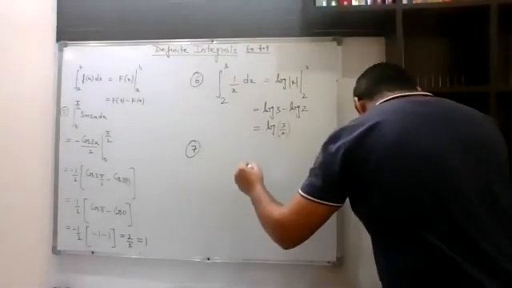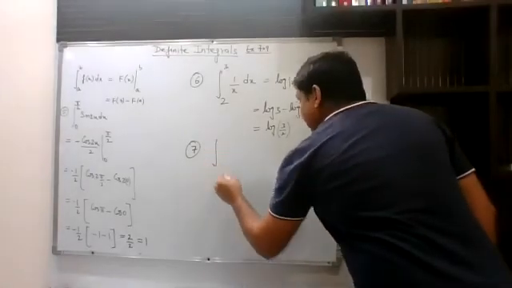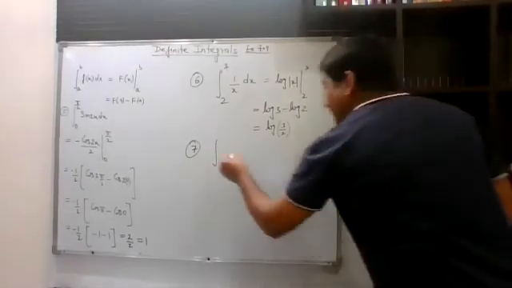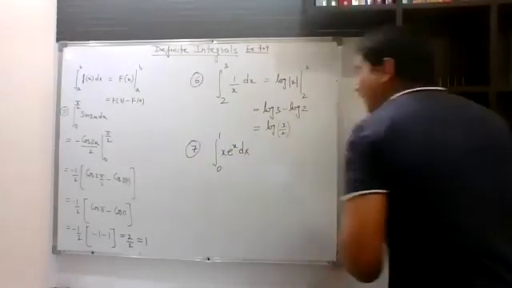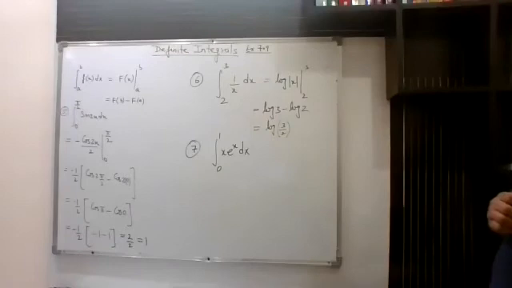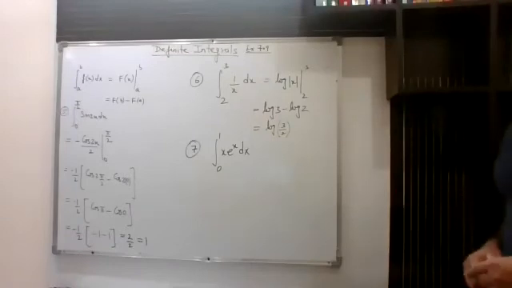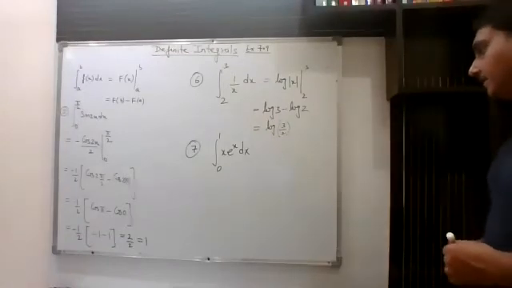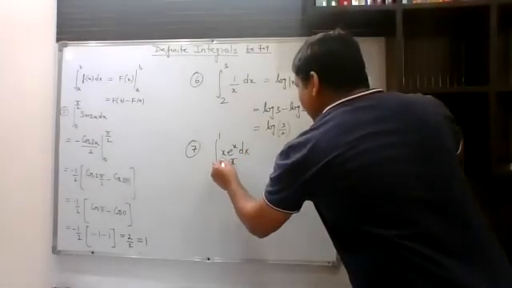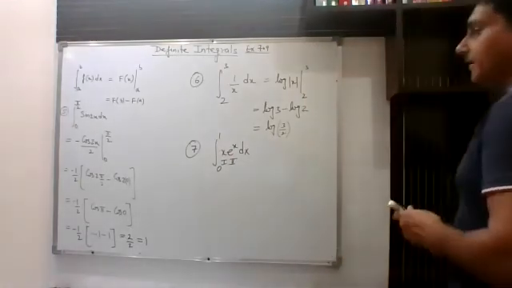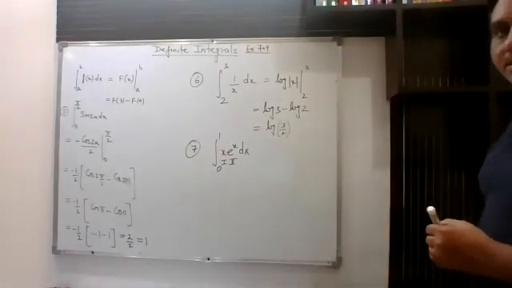So next one is, suppose we want to integrate x e^x dx. Now the limits are running from 0 to 1. Obviously you need to apply integration by parts here because it's a product of two functions. This is the second function, this one is the first function. So here we need to apply integration by parts.